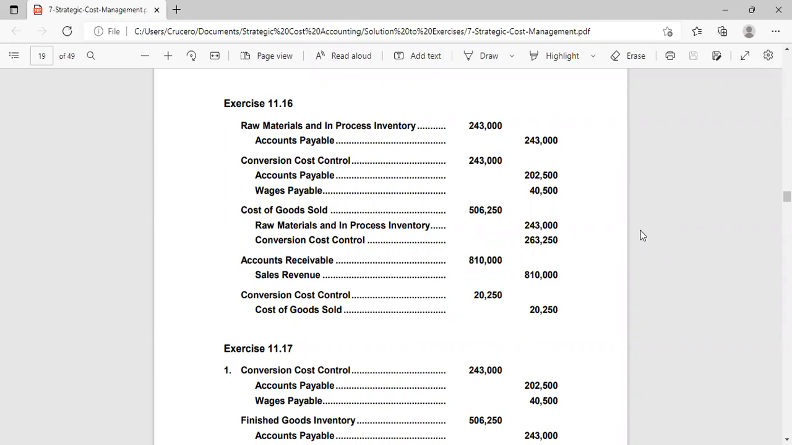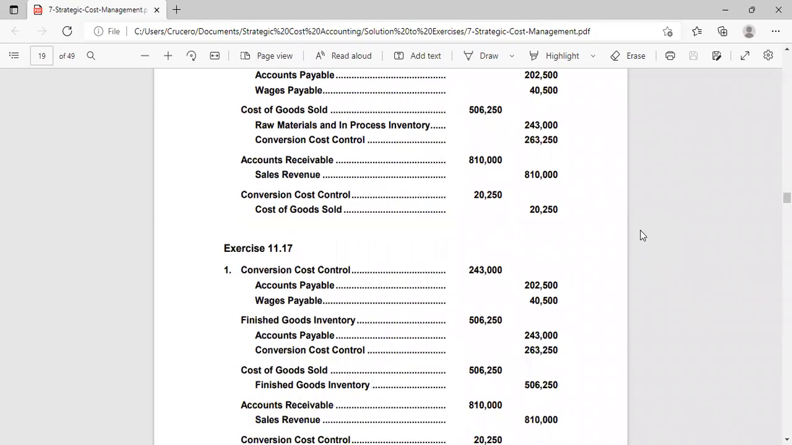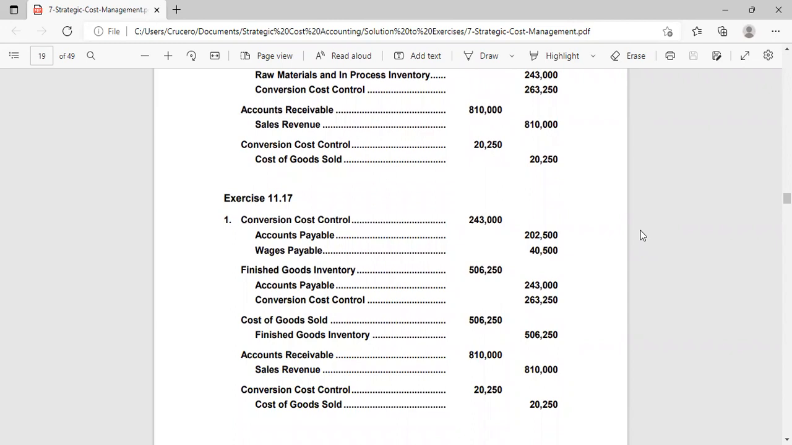Now we debit cost of goods sold, recording now raw and in-process and conversion cost control. We finally credit the amount applied and direct labor. So debit accounts receivable, credit sales, and we finally close conversion cost control for the factory overhead variance. For number 17, we have now the traditional costing variation 3 and 4.